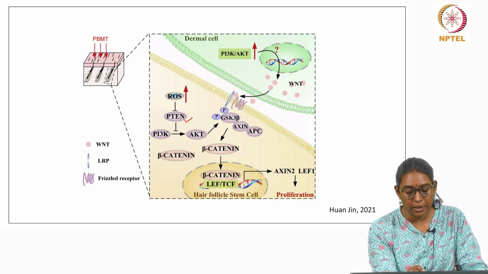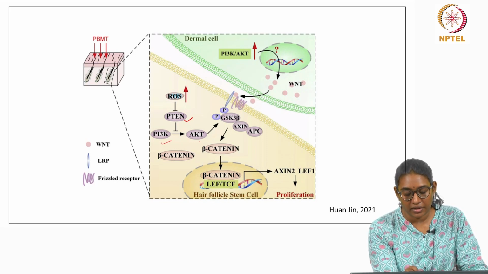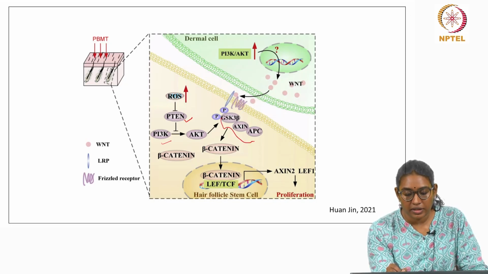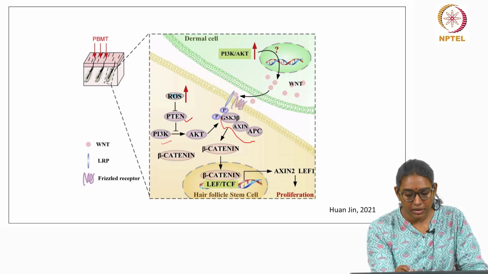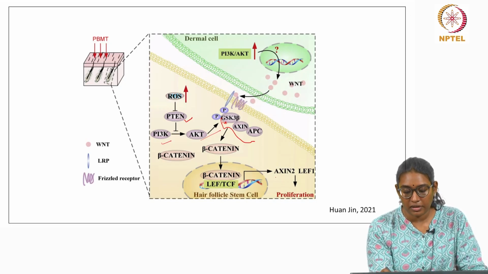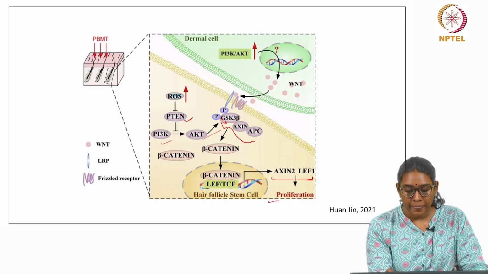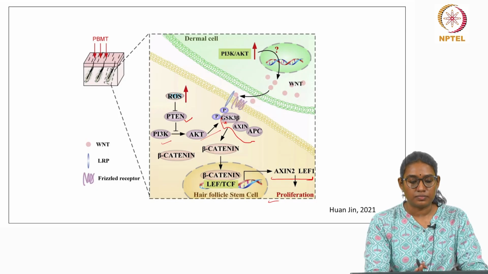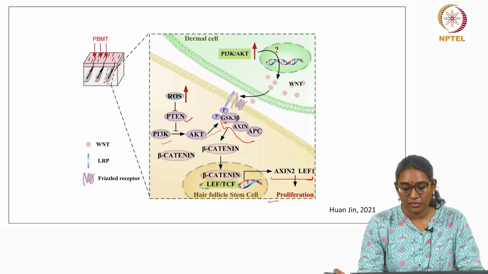So when ROS inhibits the PTEN phosphatase, it ultimately relieves PI3K, and PI3K can activate AKT, which is an upstream regulator of GSK3 beta. All these three are called the degradation complex, which ultimately degrades the beta catenin. So when this is eliminated by AKT with the help of ROS, what happens? The beta catenin is free to go into the nucleus, and then the downstream effector molecules are activated, which in turn activate the hair follicle proliferation. This is the pathway of how the ROS activates the Wnt pathway and in turn finally leads to the proliferation.